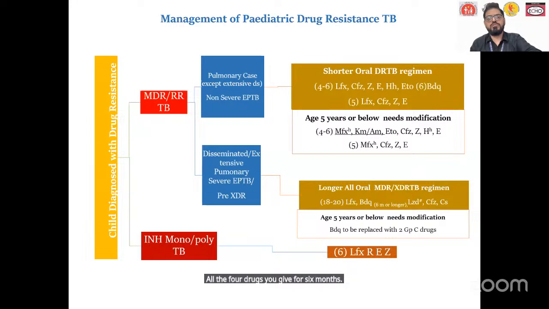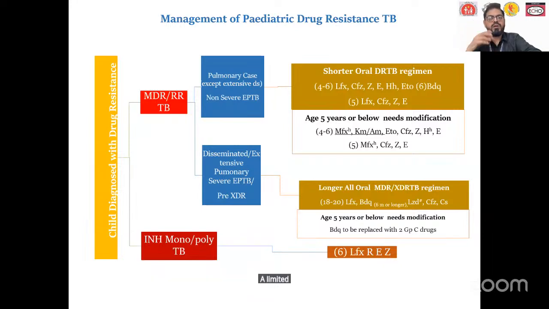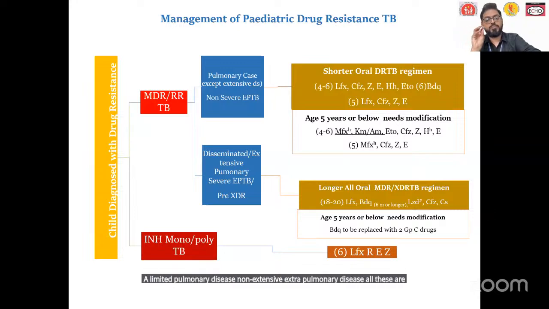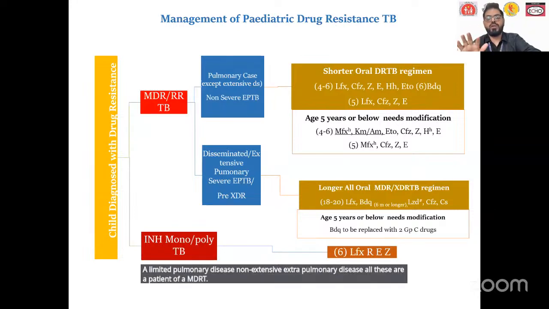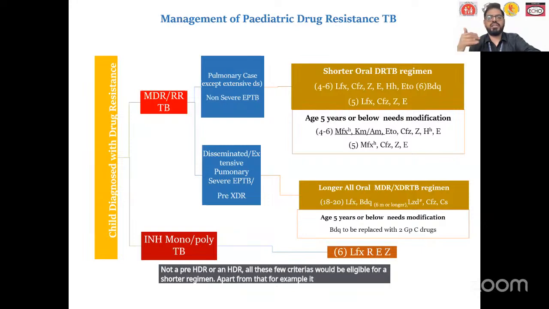The other 2 regimens are a shorter regimen and a longer regimen. Now, I will not go into the details. There are certain inclusion and exclusion criteria: what should be the resistance pattern to isoniazid, limited pulmonary disease, non-extensive extrapulmonary disease, and a patient of MDR TB, not a pre-XDR or an XDR. All these criteria would be eligible for a shorter regimen. Apart from that, for example, pre-XDR, XDR, extensive pulmonary disease, bilateral pulmonary, CNS TB, miliary TB, abdomen TB, all of them are going to get a longer regimen.